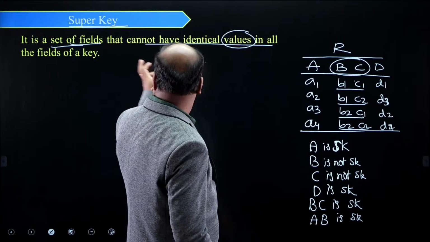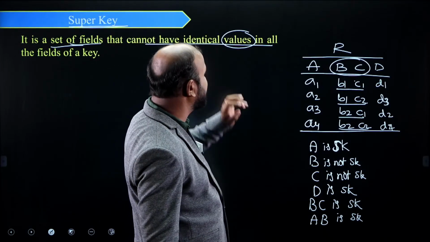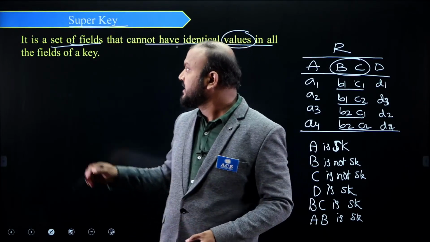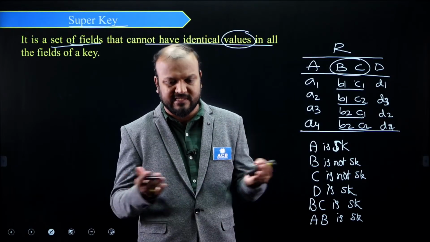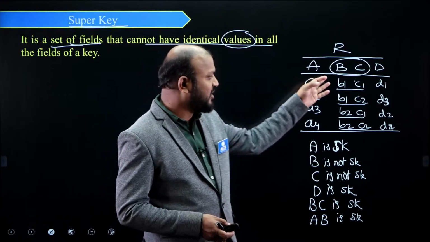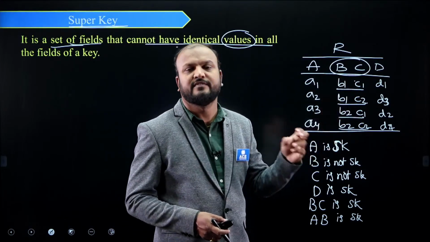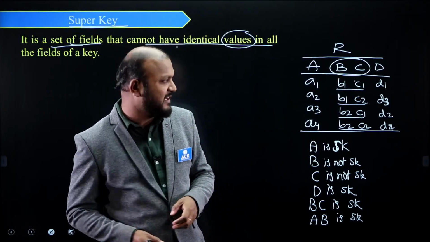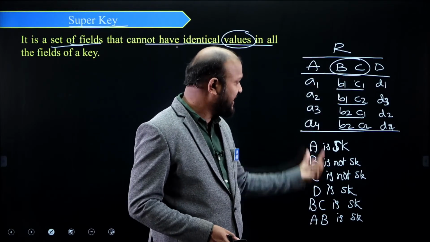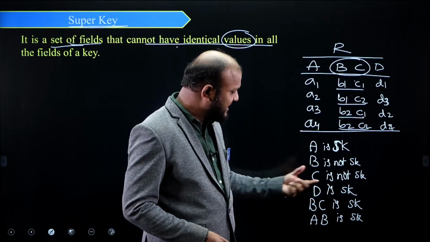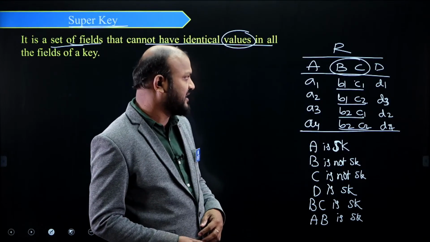So it means the set of fields that cannot have identical values in all the fields of a key for the total tuples, meaning for all these instances, that combination of the set of fields should not have any identical values. Because it doesn't have identical values, BC is a key, AB is a key, A is a key, D is a key, B is not a key, C is not a key.